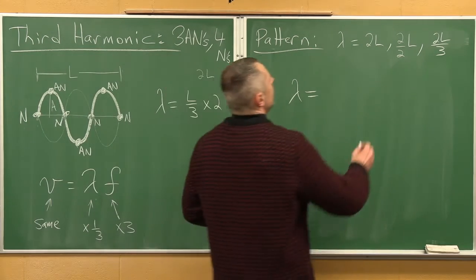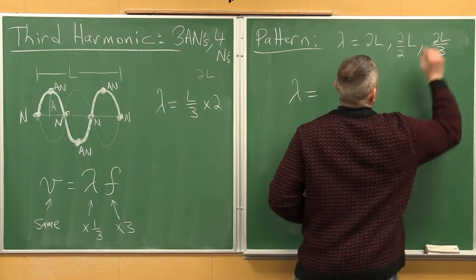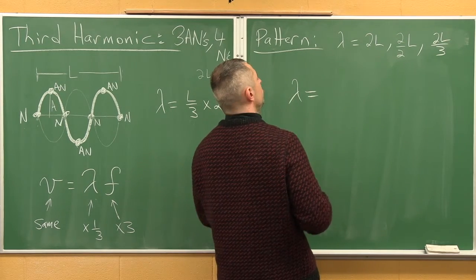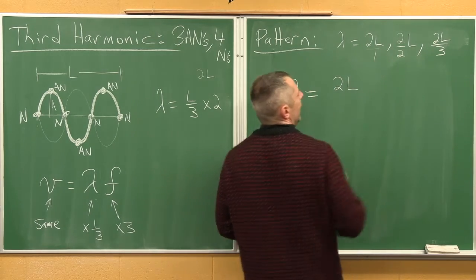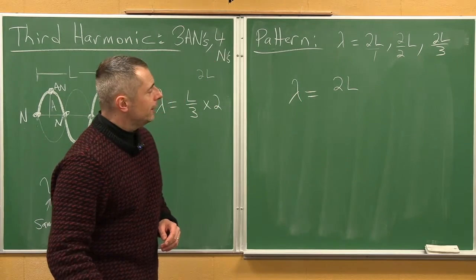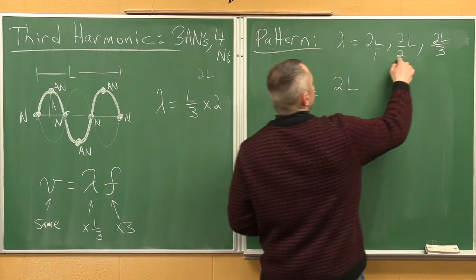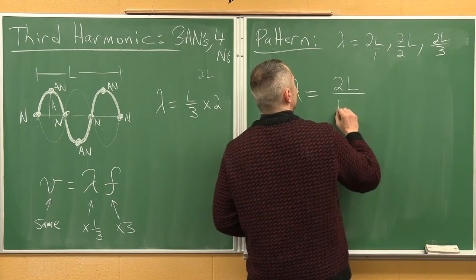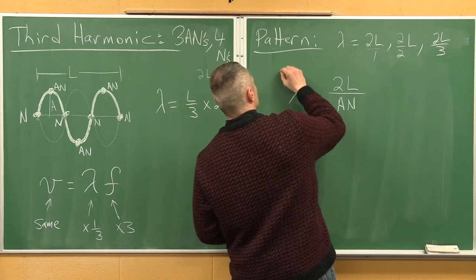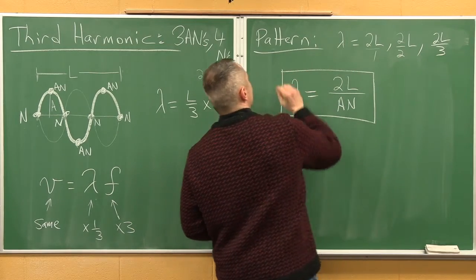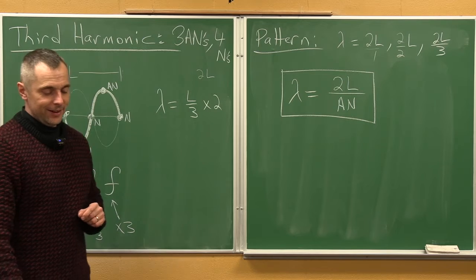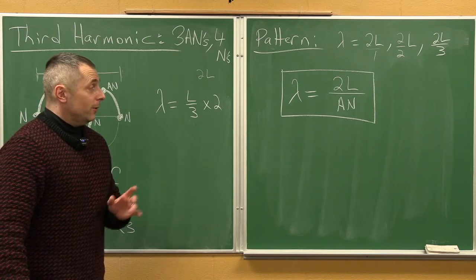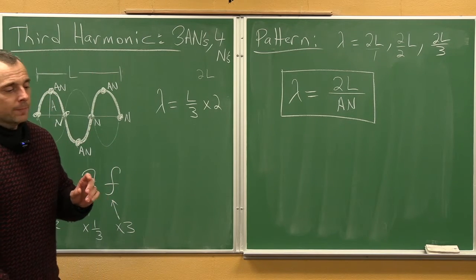But now you see, in all harmonics, I've got 2L on the top. And then, let's add this. I didn't change anything when I divide by 1. And what you could see is 1, 2, 3 in the bottom. In other words, the antinode number. That's the wavelength in any harmonic, okay? Now, that's not on the reference table.